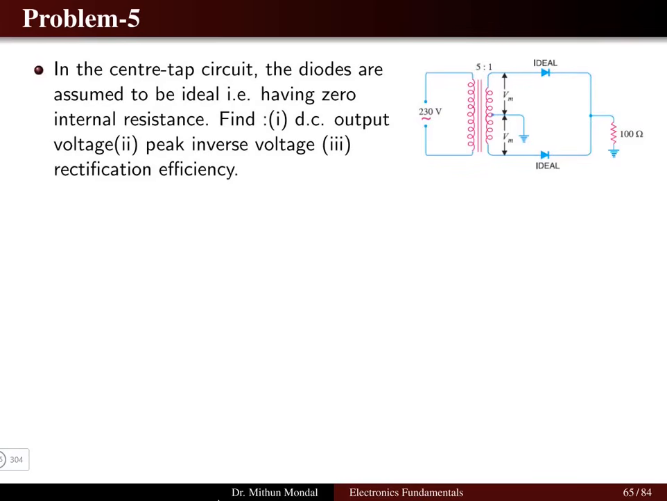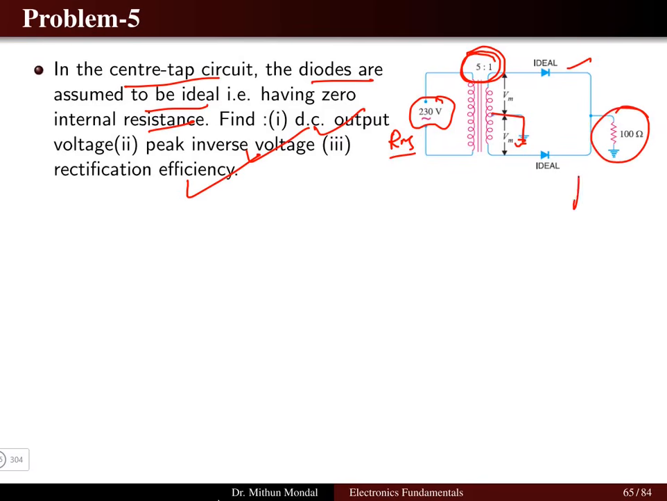Next problem. Here we have a center tap circuit. The diodes are assumed to be ideal. No losses will be there and no internal resistance will be there. You have to obtain the DC output voltage, the peak inversion voltage, and the rectification efficiency. So the input is having 230 volt. This is the RMS voltage. The step down transformer ratio is 5:1. The center tapping we have here, and the diode is ideal. Output load resistor is basically 100 ohms.